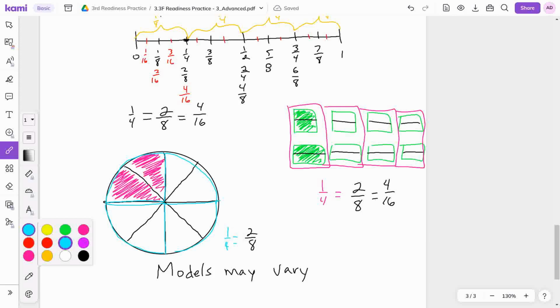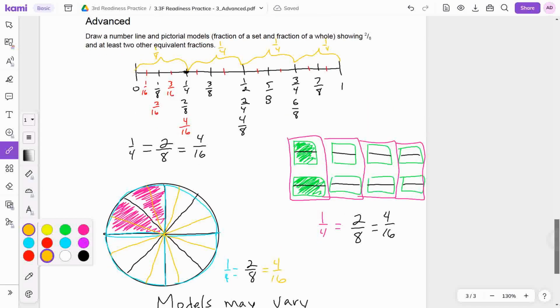And then I could do that same thing I did earlier. I can cut each of these eighths in half. And unfortunately, the pieces get very, very thin. So after a while, it becomes kind of hard to do it on a circle. But you can say, all right, so now I've got 4/16. So your models might be different, and your equivalent fractions might be different. Those aren't the only two fractions equivalent to 2/8, but those are different ways to show 2/8 and two equivalent fractions with a number line, fractions of a set, and fractions of a whole.